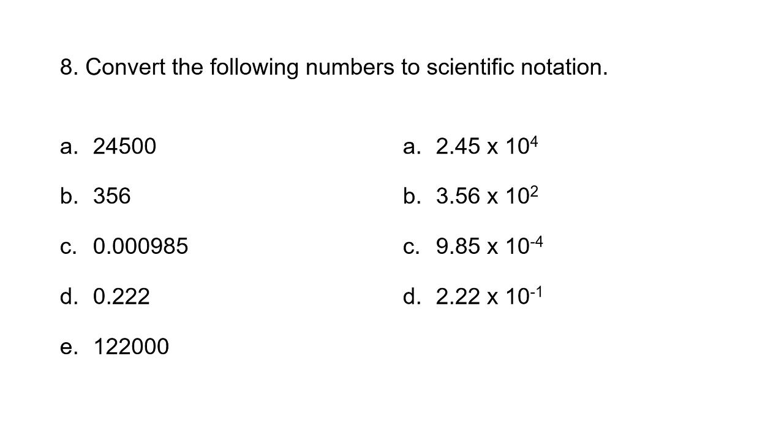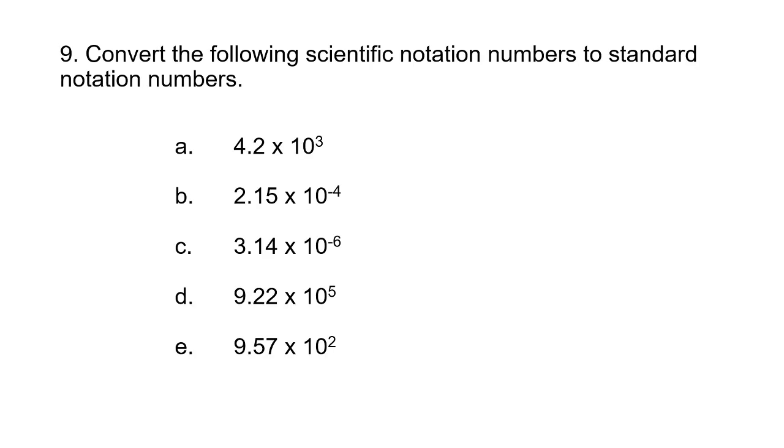And then for E, I have a large number, again, positive exponent. I'm going to move it 5 places to the left until I have a number between 1 and 10. So I should have 1.22 times 10 to the 5th power. Let's do the reverse of this.